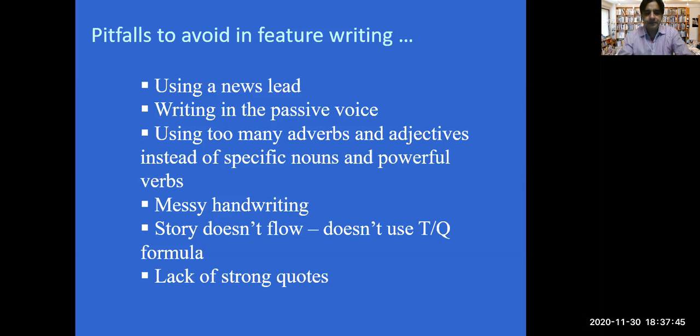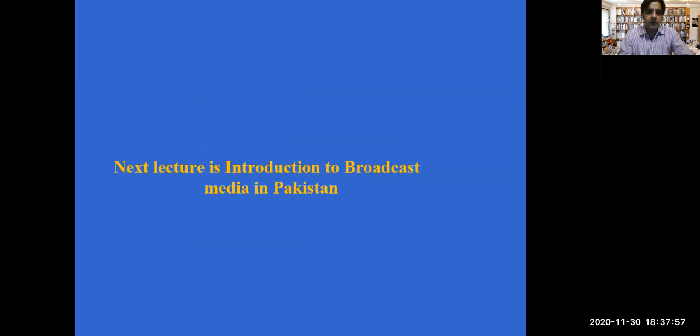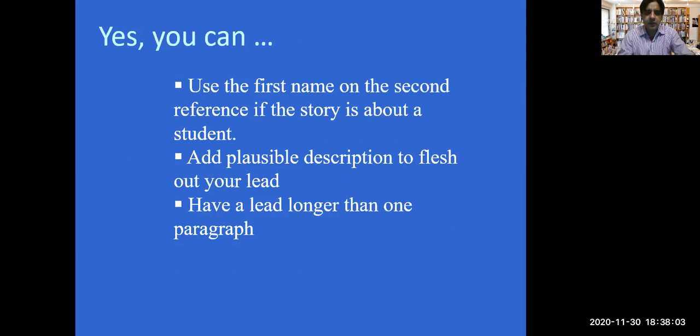Messy handwriting won't help you. Story doesn't fit. Doesn't use the transition quote formula. Lack of strong quotes, because in every story you need quotations. So that's it. This was a short and concise lecture on how to write a feature story.